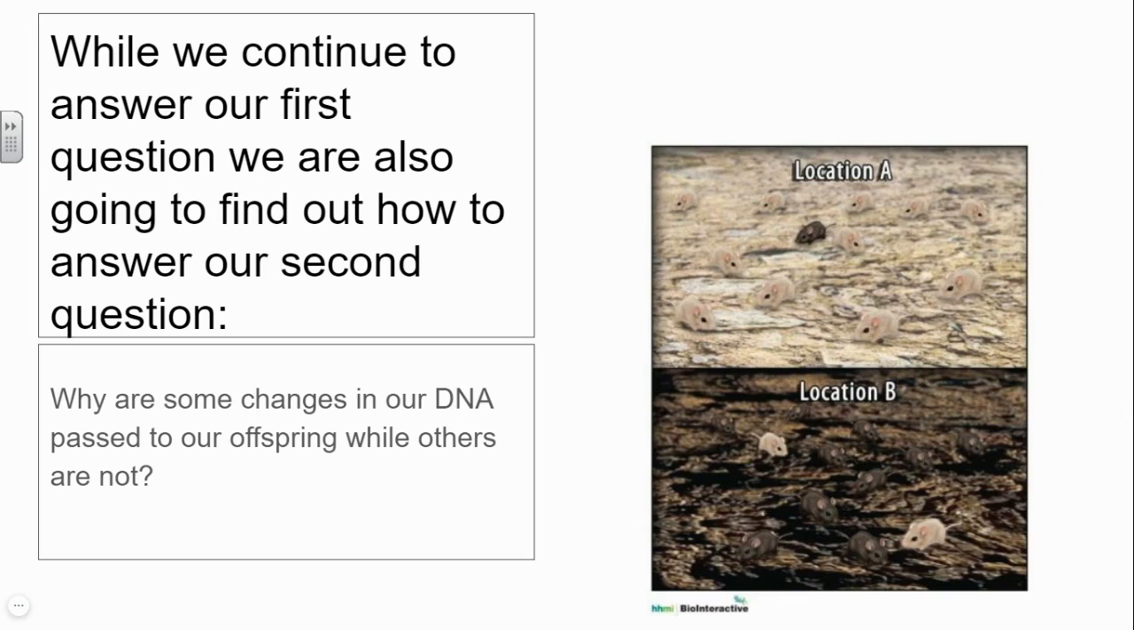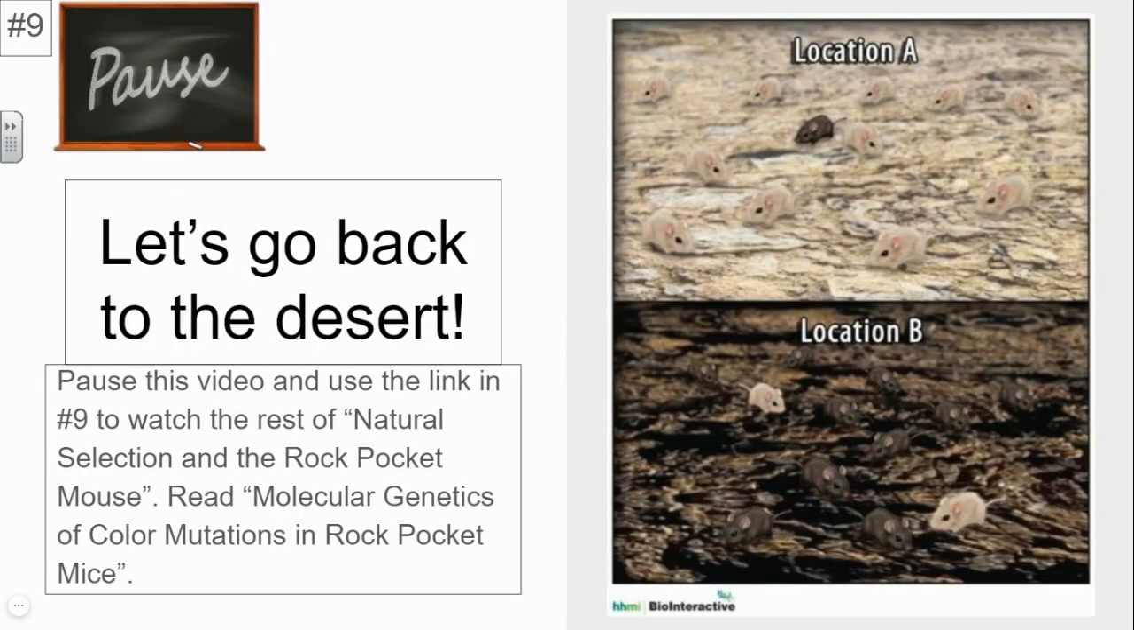While we continue to answer our first question, we are also going to find out how to answer our second question. Why are some changes in our DNA passed to our offspring while others are not? Let's go back to the desert to find out. Pause this video and use the link in number 9 to watch the rest of Natural Selection and the Rock Pocket Mouse. After you finish the video, read Molecular Genetics of Color Mutations in Rock Pocket Mice.